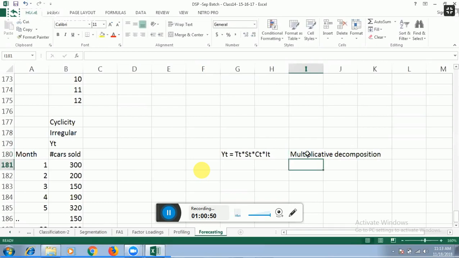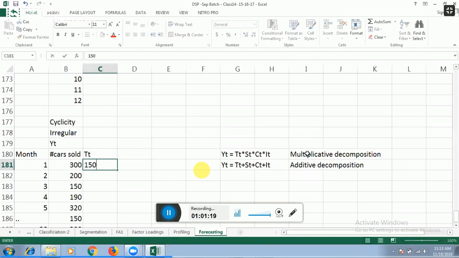Multiplicative decomposition. And the same thing if you are splitting TT plus ST plus CT plus IT, this is what we call the additive decomposition. So assuming that the trend component on average every year, every month, is contributing, for example, 50 or maybe 150 coming from the trend.